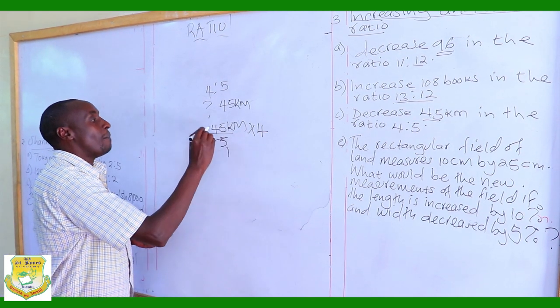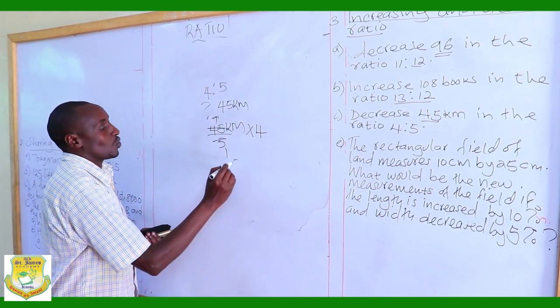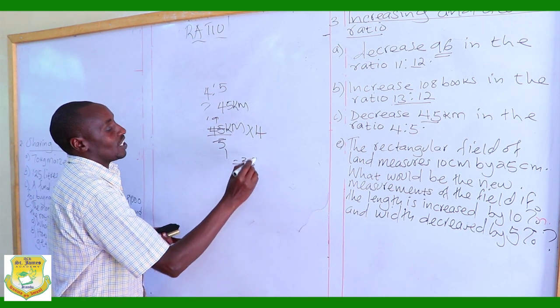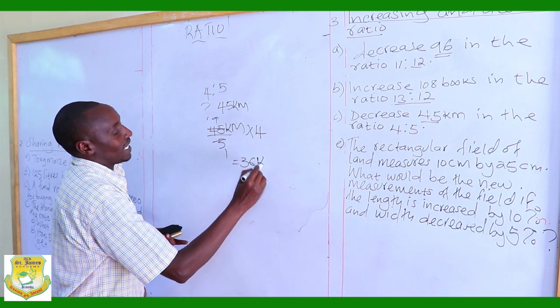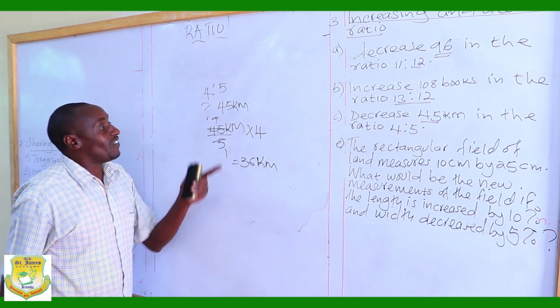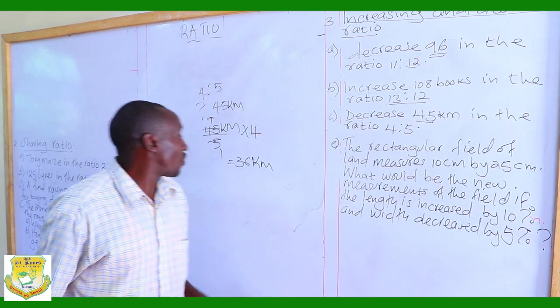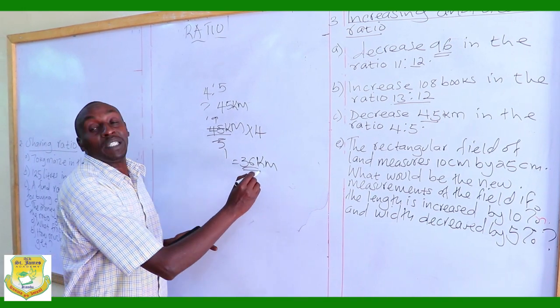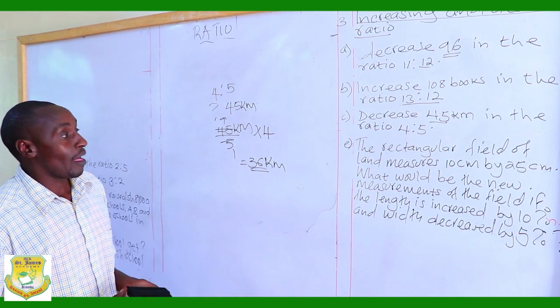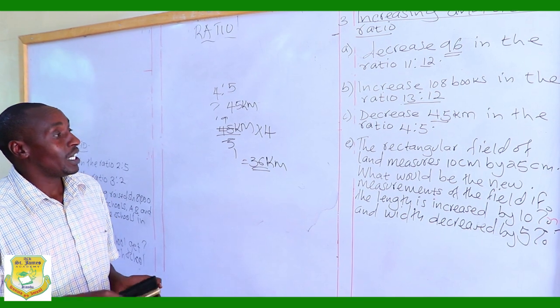By 5, 1. By 5, I get 9. So I get 36 kilometers. I have decreased 45 in ratio 4 is to 5. And the answer that we have got is 36 kilometers. We go to the last question.